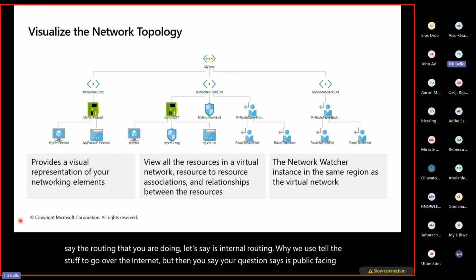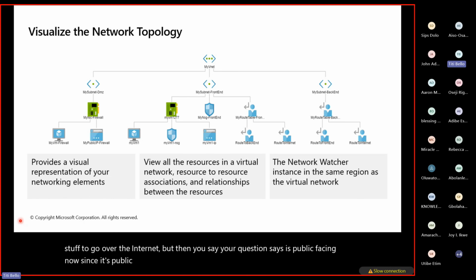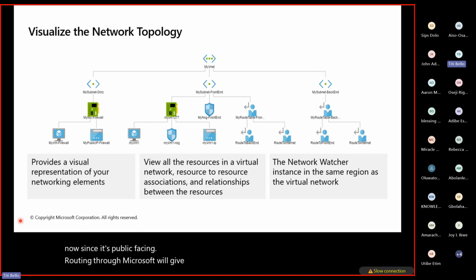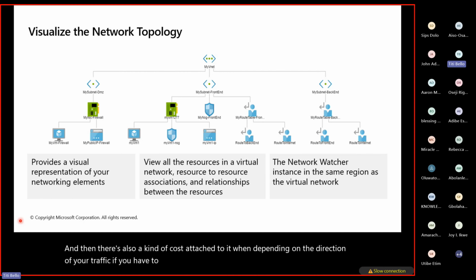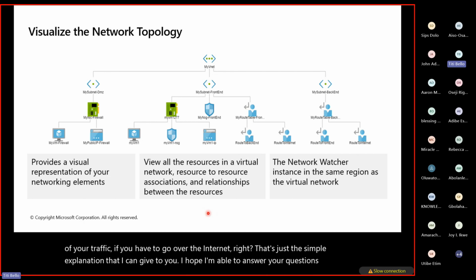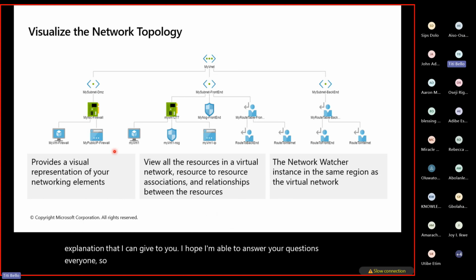Now, since it's public facing, routing through Microsoft will give you additional security, and then there's also a kind of cost attached to it, depending on the direction of your traffic, if you have to go over the internet. That's just the simple explanation that I can give to you. I hope I'm able to answer your questions, everyone. So that's the end from here.